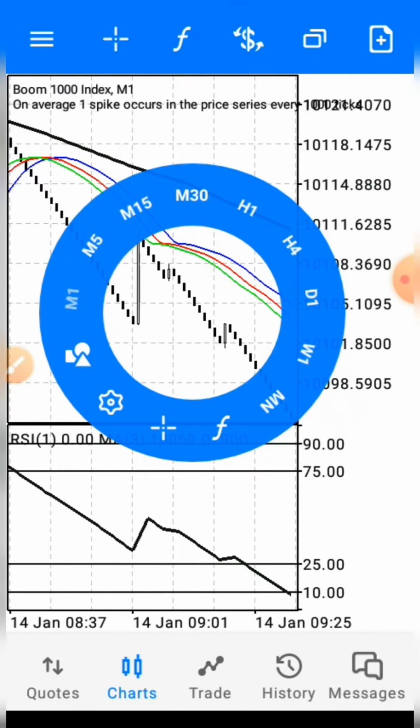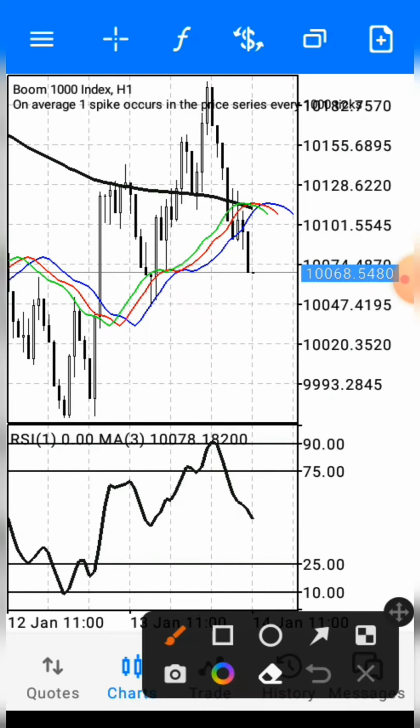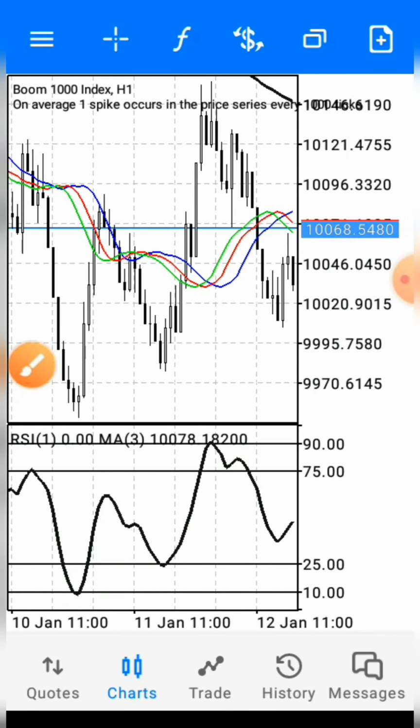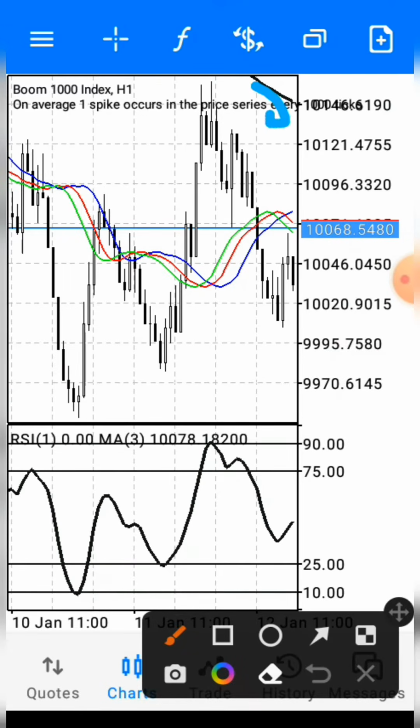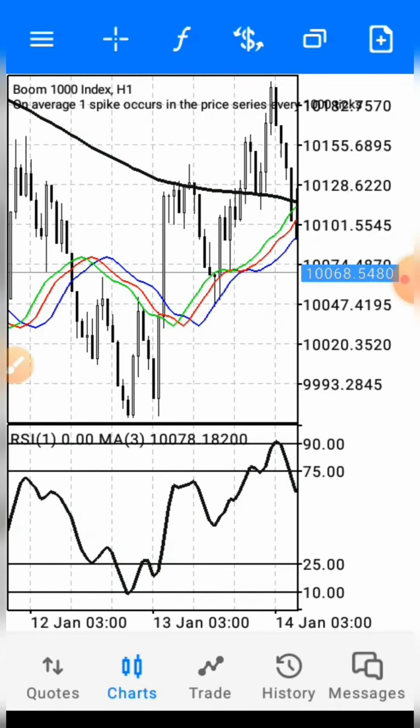So for this one, you go to the 1 hour time frame. Now this is where our black moving average comes in, the 200 moving average. As you can see right here, price is below the 200 moving average. That is indicating a downtrend.